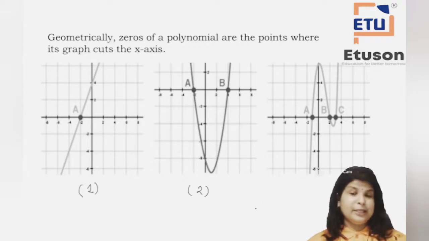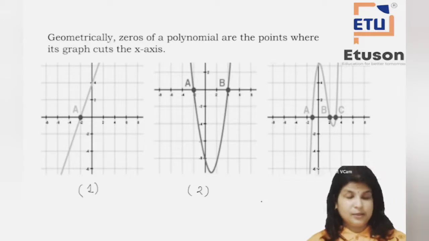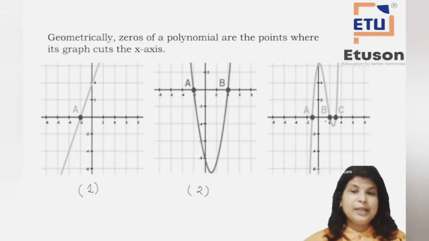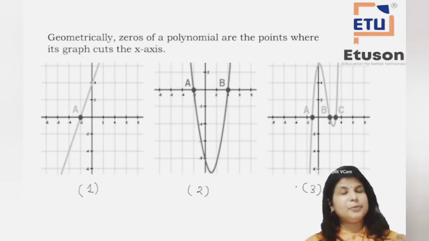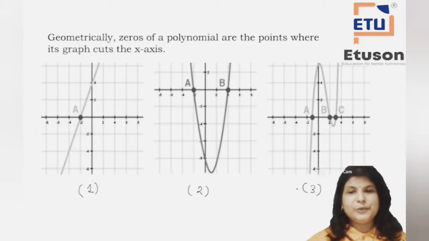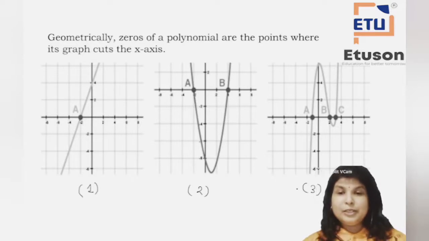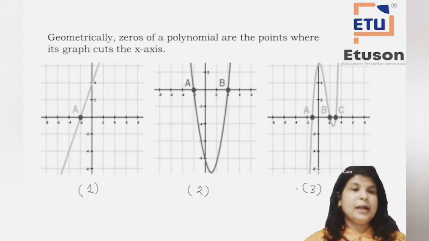Similarly, if you take a cubic polynomial, meaning the highest power of the variable in the equation is 3, you will get a maximum of 3 zeros. You can take any polynomial with highest power 3 and try the graph. You will definitely get a graph of similar nature, intersecting the x-axis at a maximum of 3 points. Correct? Maximum at 3 points.